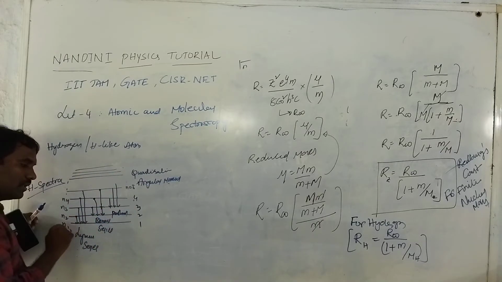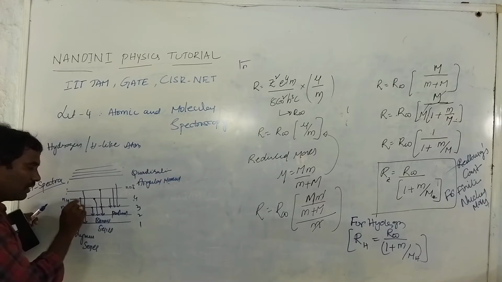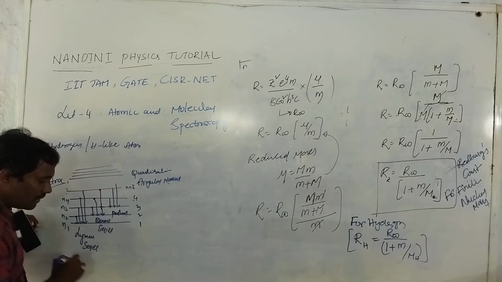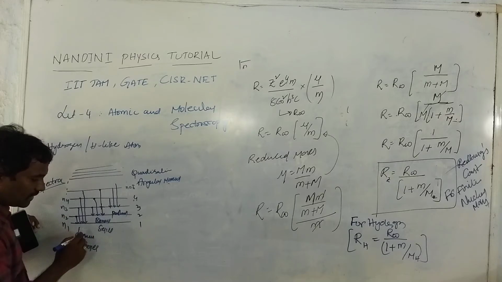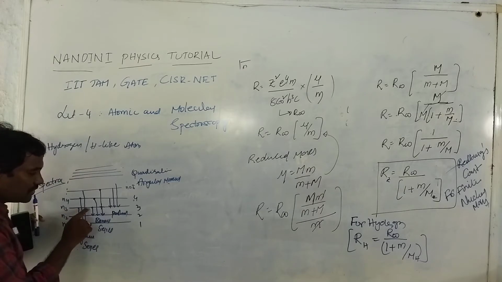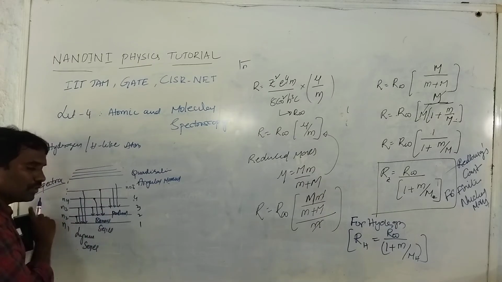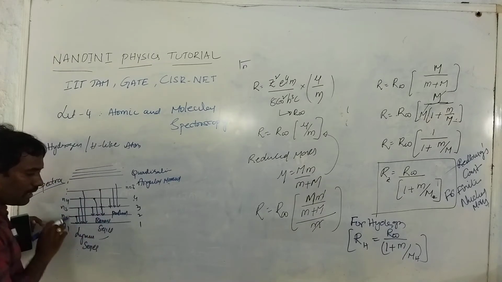Suppose he observed some series with the transitions from 2 to 1, 3 to 1, 4 to 1 and 5 to 1. So electrons jump from 2 to 1, 3 to 1, 4 to 1 and 5 to 1, all these. These come from the Lyman series. Similarly, the transitions from 3 to 2, 4 to 2, 5 to 2, 6 to 2, this type of transition is called the Balmer series.